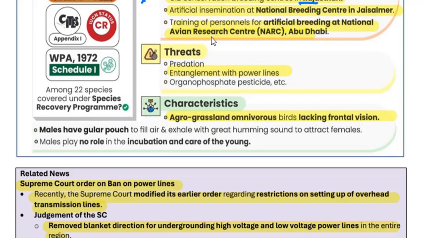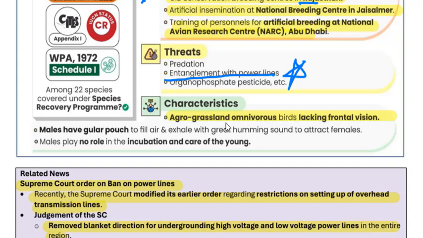First is the predation. Of course, predation is always the threat. Next is entanglement with the power lines. This is important. For this, the Supreme Court judgment has already come. This is the entanglement with the power line. Next is organophosphate fertilizer. Next is characteristic agro grassland omnivorous birds.